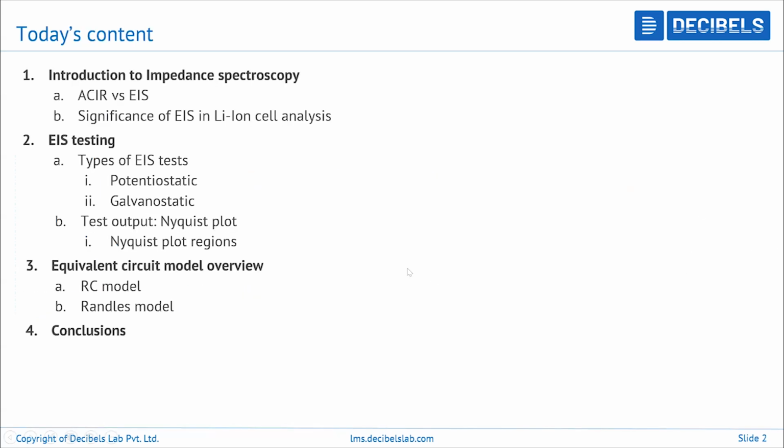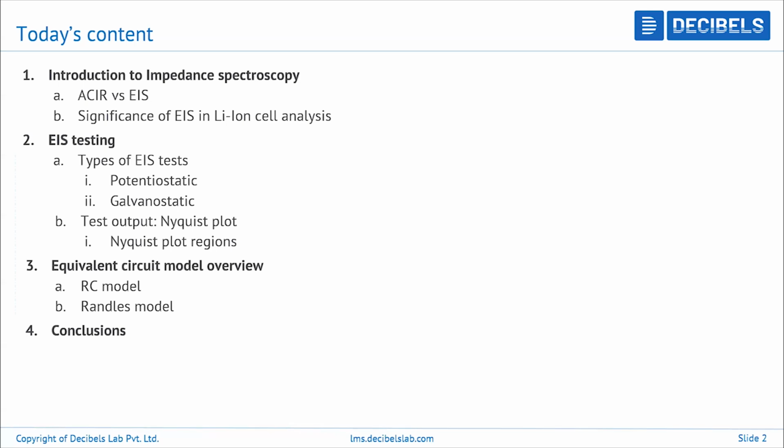In today's content, we'll be starting with some very brief basics on how ACIR and EIS can be used, a comparison of the two, just a brief introduction. Because when we come to impedance spectroscopy, there are two types: one is ACIR and one is EIS, and each one is created for a very specific purpose. They are not the same. So what is the difference between these two and where are they used? We will be exploring this.